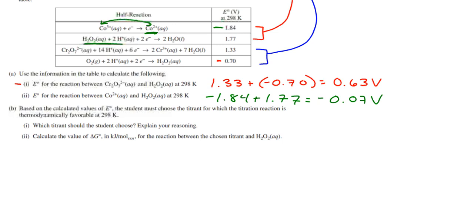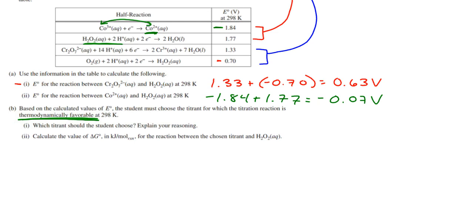Okay, now, this is the problem. Whatever you have here, I think your answer depends on it. I would hope that you would get points potentially. It says, based on the calculated value, so the student must choose which titration reaction is thermodynamically favorable. So which one should they choose? You could do reactions and actually show it using a calculation with voltage. That's change in G equals negative nFE, I think, that's on your orange sheet. But what's the right answer?